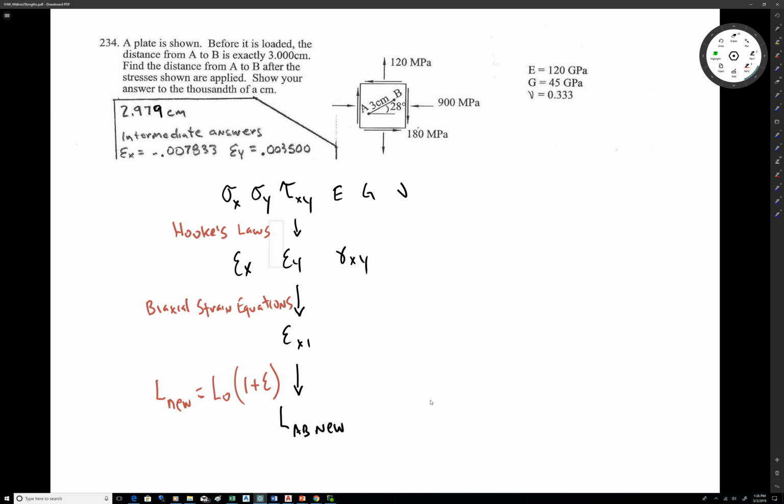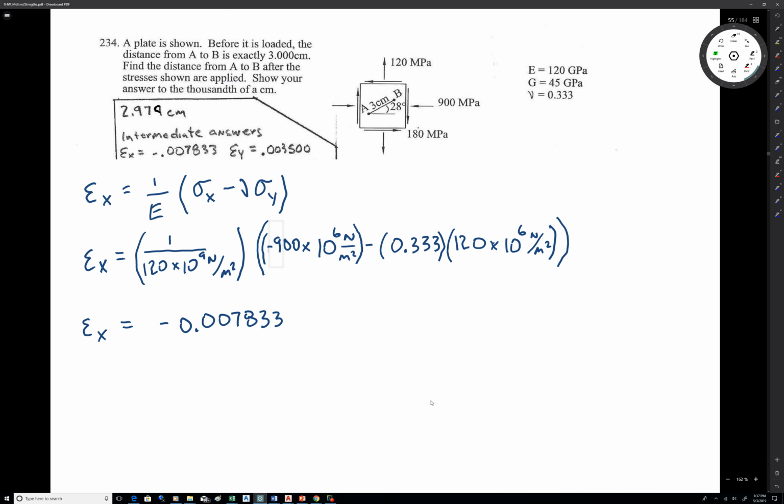So we're going stress and material properties to strain in the x and y directions, strain in the x and y directions to the strain at a given angle, and then once you've got that strain, you can find that new length. That original length is 3 centimeters. So we're going to see what happens to it after this stuff's applied. So Hooke's law allows us to figure out, if we know what the stresses are, what the strains would be. And then from there you can use the biaxial strain equations to get the strain at the angle, and then just figure out the lengthening or shortening of that 3 centimeter line. So lots of number crunching here, but that's the overall process to it, okay?